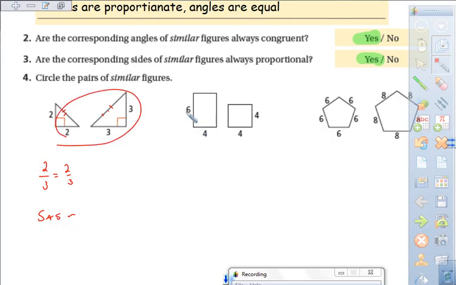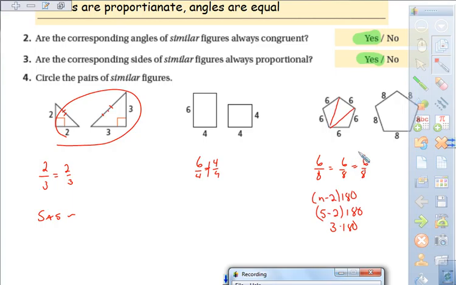In the second pair, 6 would correspond to 4, and the 4 corresponds to a 4, so this would be a no. And then over here we would get 6 to 8, 6 to 8, 6 to 8, and so on. So then our sides would end up being proportionate.